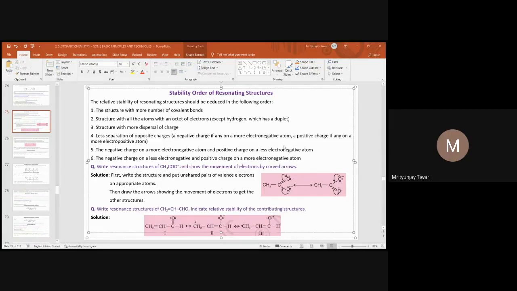A more electronegative atom would not like to have a positive charge because it is hungry for electrons. And if it is there in one of the resonance structures, that structure will be least stable.